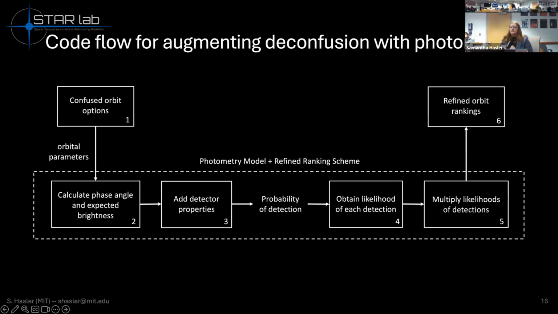So now we have the steps in place to refine orbit rankings by the deconfuser for systems that are particularly confused. Put together, it looks something like this, where we again take those output orbital parameters, feed them into this photometry model, calculate our phase angle and brightness, add those detector properties, and then we end up obtaining a likelihood for each detection, combine those for all of the orbit fits for the system, and then we refine our orbit rankings based on those likelihoods.